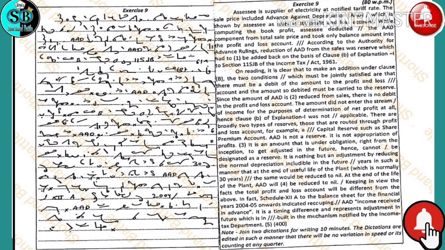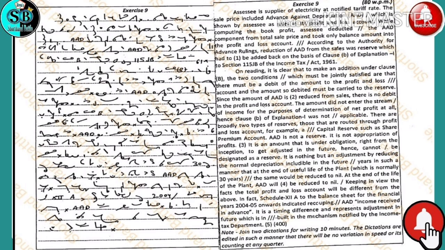Since the amount of AAD is reduced from sales, there is no debit in the profit and loss account. The amount did not enter the stream of income for the purposes of determination of net profit at all. Hence, Clause B of Explanation 1 was not applicable. There are broadly two types of reserves: those that are routed through profit and loss account, for example, a capital reserve such as share premium account.